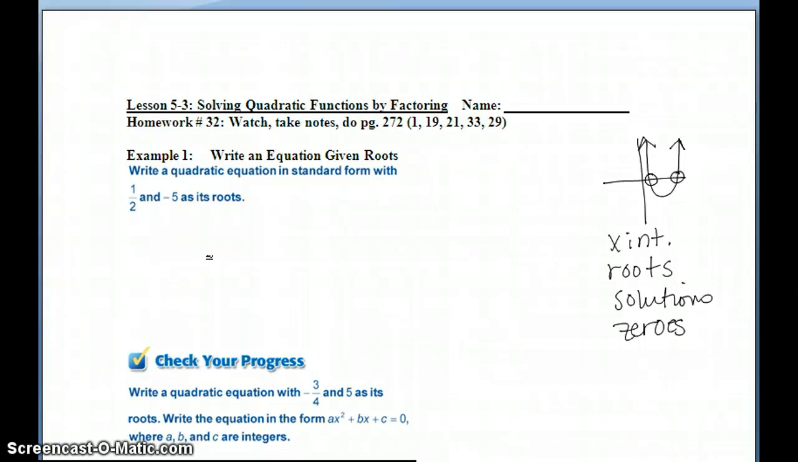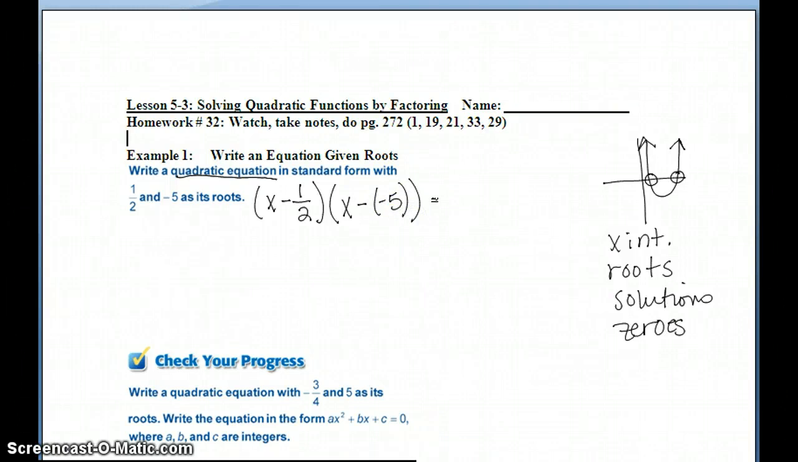What you've been given is 1/2 and -5 as its roots. So we want to find the quadratic equation. What we're going to do is plug in x minus 1/2 and then x minus -5 into 2 parentheses like this. We're going to use FOIL to figure out our quadratic. This is just the standard thing that you'll do. x minus 1/2 times x plus 5 is what that turns out to be.